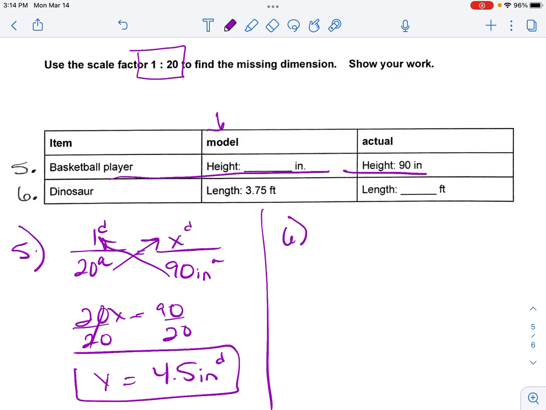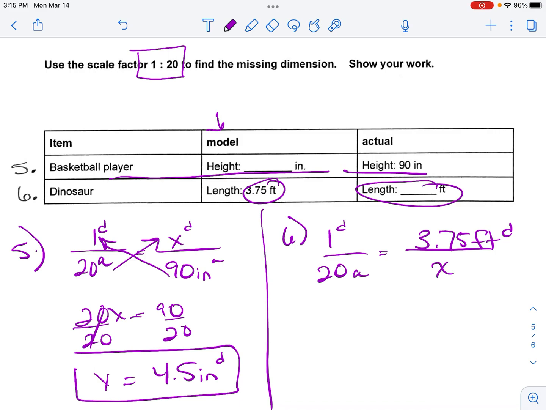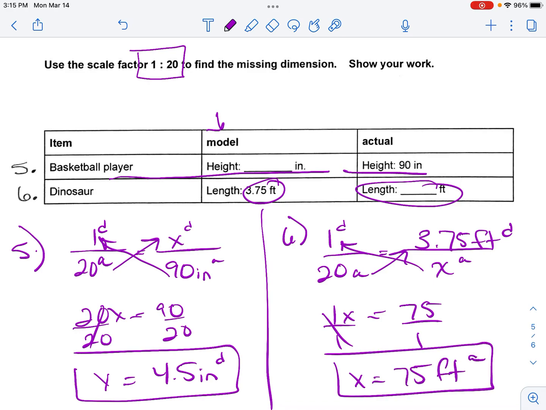Number 6, same scale. 1 inch drawing is 20. Oh, I guess it's switched to feet, but that's okay. 1 is the drawing, 20 is the actual. In the model, 3.75 feet is the drawing. The actual is what we are solving for. Okay, 1 times x is 1x. 20 times 3.75 is 75. And you'll be able to use your calculators on these. We have 75 feet is the actual distance.